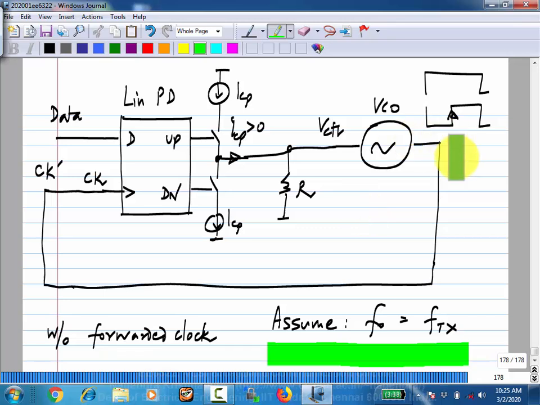Okay. So when will this reach steady state? Okay. So then what happens? What will be the control voltage value? 0. The control voltage value will be 0. The output frequency will be F0, which is the same as FTX. And the phase would have aligned itself such that this clock is in the middle of data. Okay. No phase correction is required. Is this fine? Any questions?